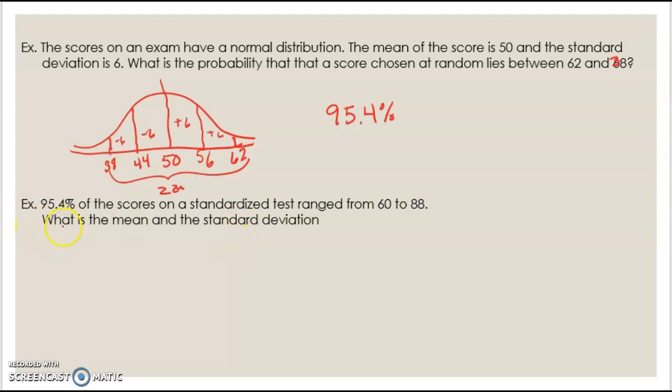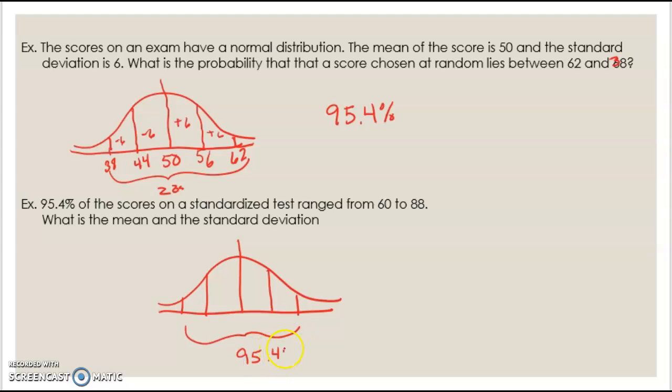And this one says 95.4% of the scores on a standardized test range from 60 to 88. What is the mean and the standard deviation? Well, in this case, you are working backwards. They don't give the mean, and they don't say how much we're going up. But they did tell me it was 95.4%, so that is 2 standard deviations from the mean. Whatever the mean is, plus 2 standard deviations equals 88, and the mean minus 2 standard deviations equals 60.